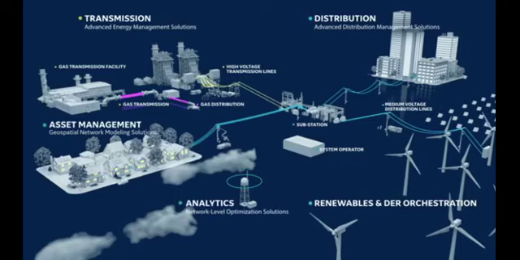Contingency management. FACTS controllers enable rapid adjustments in power flow during contingencies, such as line outages or sudden load changes. This ensures that the system remains stable and continues to deliver power without disruptions.